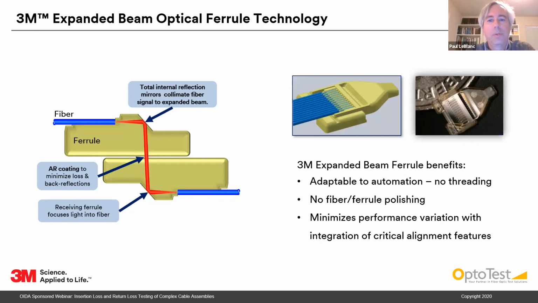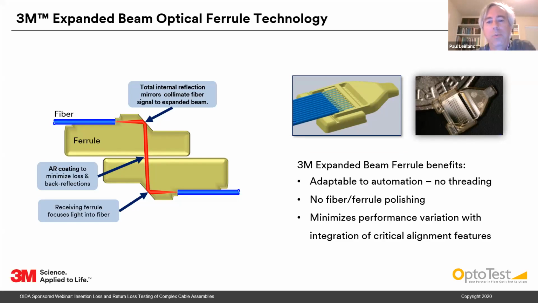So this slide describes schematically the 3M expanded beam optical ferrule technology. If you look on the right-hand side, you see a picture of a ferrule in yellow, and you see these blue bars coming over from the left, and these represent 12 individual fibers. So this is a 12-fiber ferrule, and it's this ferrule that's going to do the beam expansion. You can see on the right-hand side a photograph of the ferrule. It's fairly small, about 5 millimeters by 7 millimeters in size.